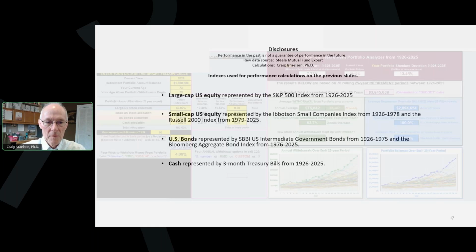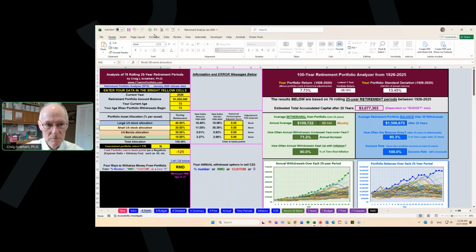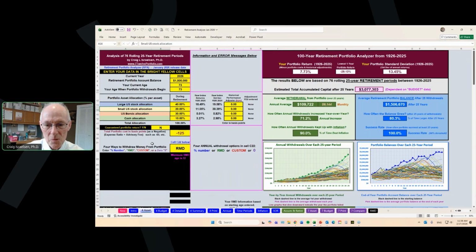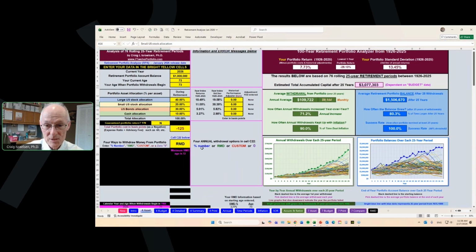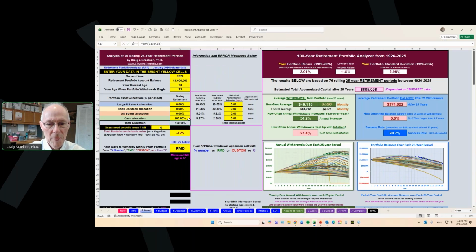Okay, there's the indexes I use. That's actual historical index-based returns. Let's actually go to the RPA tool right here. So this is what you were just looking at, but this is live. You were looking at a PowerPoint screen, a screenshot of the spreadsheet. So now I'm going to do some fun stuff. I'll leave these assumptions as they are from what you've seen in the screens before, but I want to demonstrate a super conservative portfolio. So all cash.